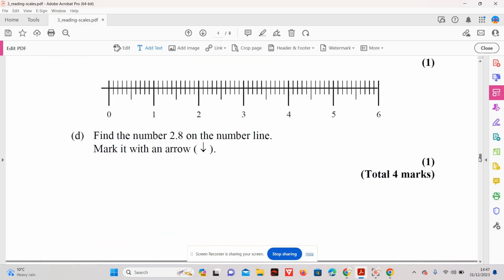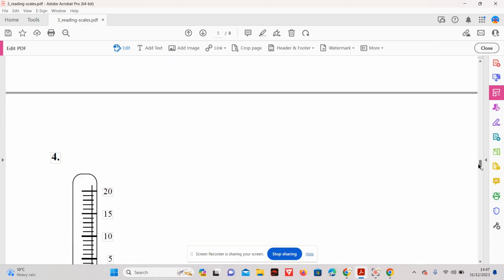For this one, we don't need to worry about that method I just showed you before. So get back to edit mode. Find the number 2.8 on the number line. This is going in gaps of 0.1. Presumably it goes to the 2, and then we go 2.1, 2.2, 2.3, 2.4, 2.5, 2.6, 2.7, 2.8. So 2.8 would be there. And boom, that question is done. Hopefully this is making sense.